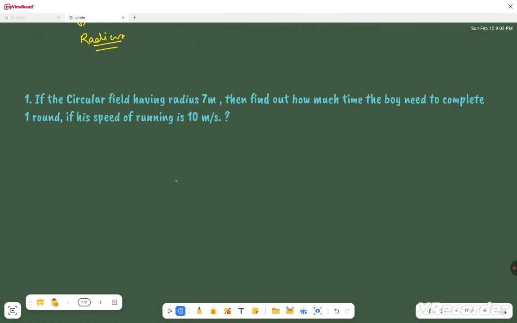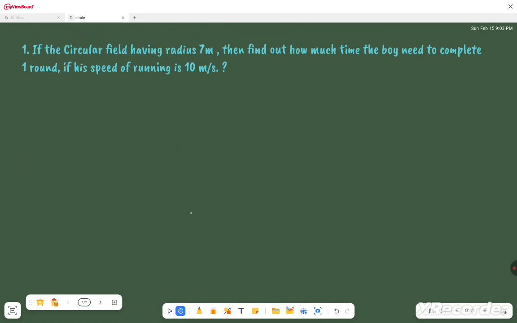Now let's move to the problem solving part, which is the most important part of this video. We are going to solve two problems in this video, and you will solve the exercise problems as homework. I think it will be better for you. Now let us read out the first question. If the circular field has a radius of 7 meters, then find out how much time the boy needs to complete one round if the speed of running is 10 meters per second.